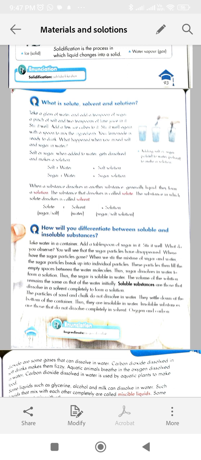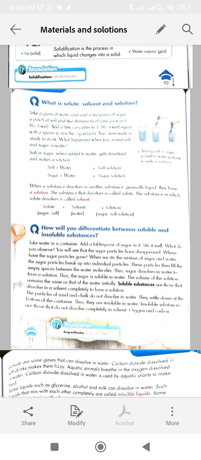Particles of sand and chalk do not dissolve in water. They settle down at the bottom of the container. Thus, they are insoluble in water. Insoluble substances are those that do not dissolve completely in a solvent.